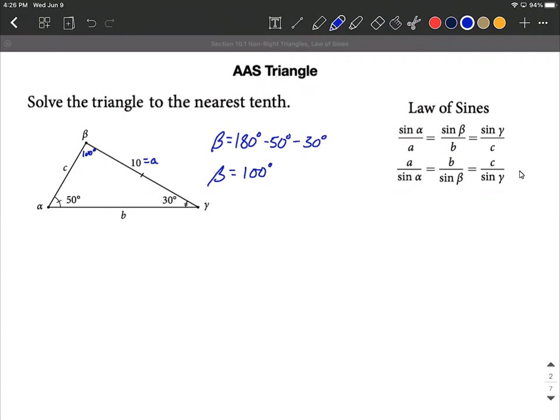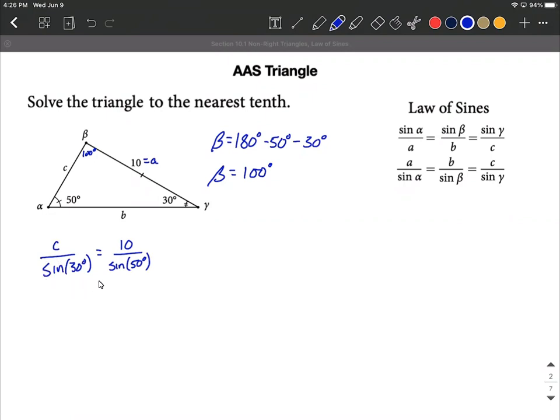I'm going to use this bottom version of the law of sines, where C divided by sine of gamma, 30 degrees, is going to equal, I'm going to use the A's, so side A over sine of 50 degrees, because that's what we have for angle alpha. I use this version because it's slightly fewer steps to solve and get C on one side by itself if it's already up in the numerator.